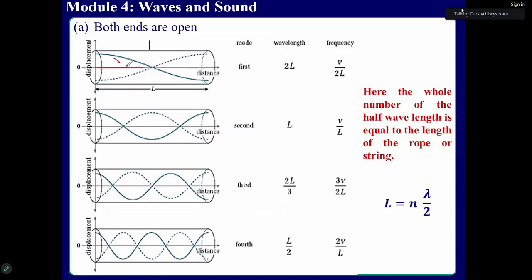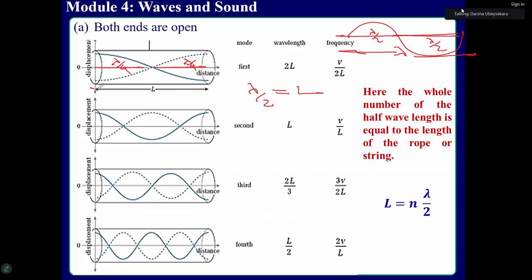This is lambda over 4 and this is lambda over 4, no? Because you know that this full one is lambda. Then one loop means lambda over 2. Here, half of the lambda over 2 is there. That is lambda over 4, lambda over 4. So this lambda over 4 plus lambda over 4 equals what? Lambda over 2.